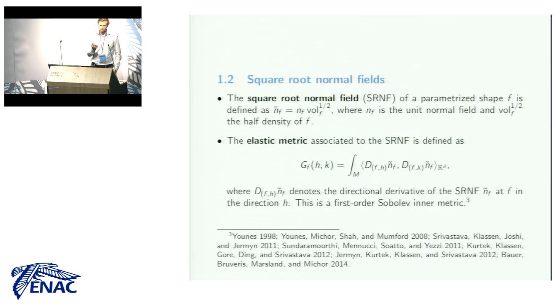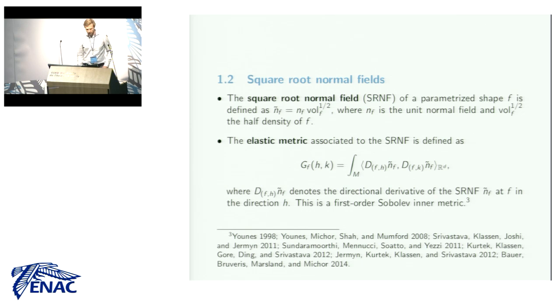Now if I change this recipe a little bit and I differentiate before this integration, then I can construct a Riemannian metric out of this, and that's what's written down in the second bullet point, where I associate to the square root normal map a Riemannian metric by first taking variations of the immersion f in some directions h and k, and then I perform my integration.